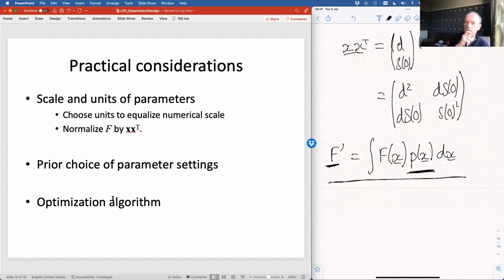Okay. Any questions so far? I'm going to go through an example in a second, just a quick run through of an example.